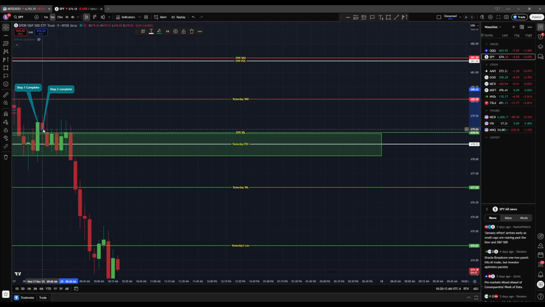And then step 2 also completed right here. So this could have been a trade entry. I didn't enter on this one because I felt the market was bearish, especially because the overnight session, you can see, was all the way up here. Overnight POC was all the way up here, and as we got closer to open, price started moving back down into this range. So I wanted to wait and see a little bit longer what happened. But you could have entered there.